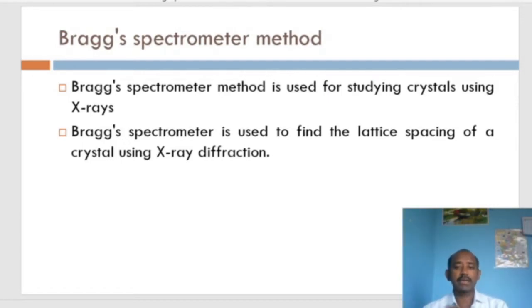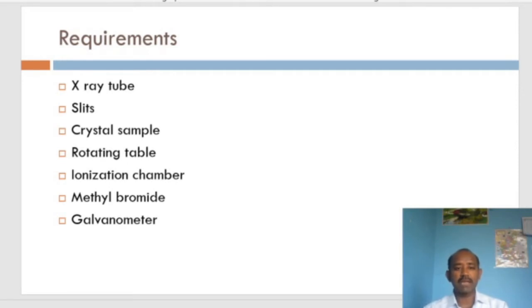X-ray diffraction. In a crystal structure, a number of lattice planes are arranged parallel to each other. The distance between two planes, which we take as d, the interplanar spacing, can be found using the Bragg spectrometer. The requirements for this are an X-ray tube, which is used to produce the X-rays, slits, a crystal sample, a rotating table, an ionization chamber filled with methyl bromide, and a galvanometer to record the reading.